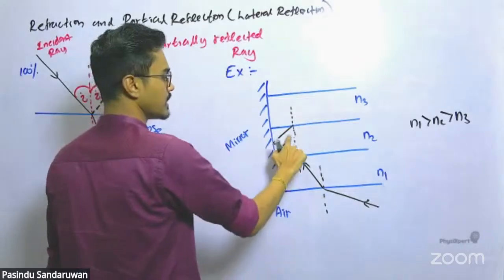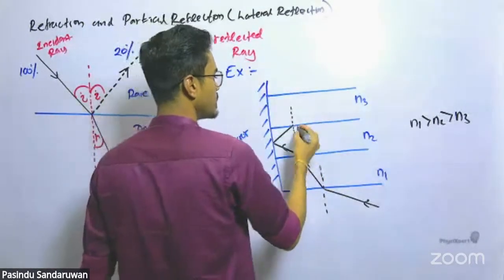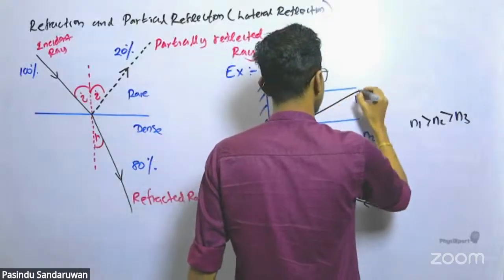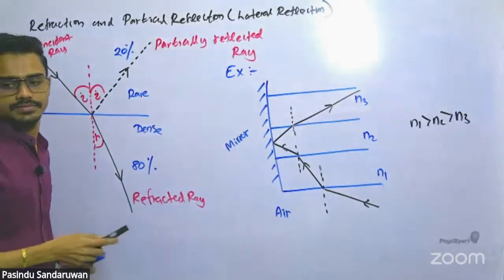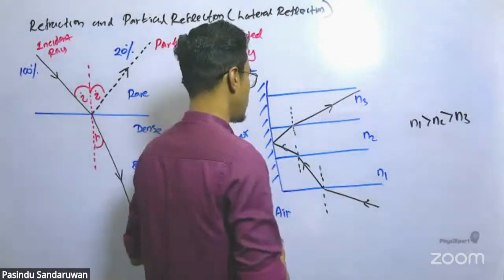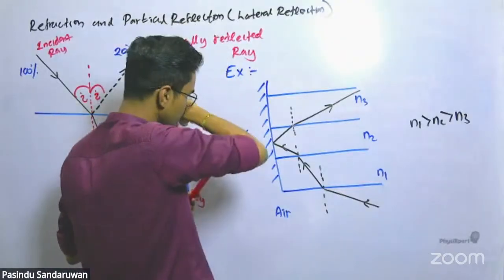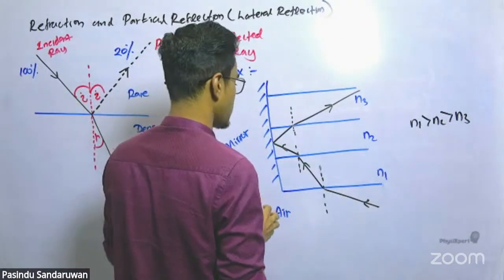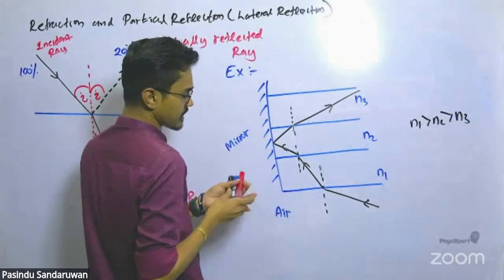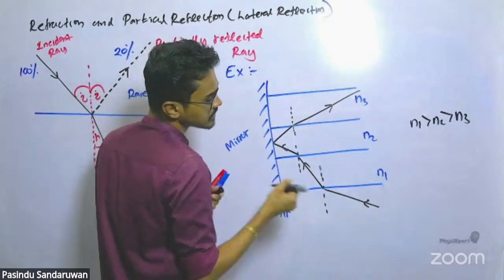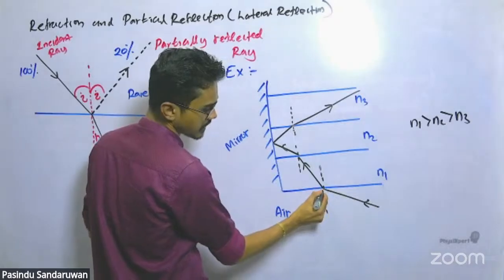And at this point again, it enters from n2 to n3, an air medium. So it bends again like this. Say these are the light rays. Let me draw the partial reflections also before I label them. Now here we have one refraction and one partial reflection.